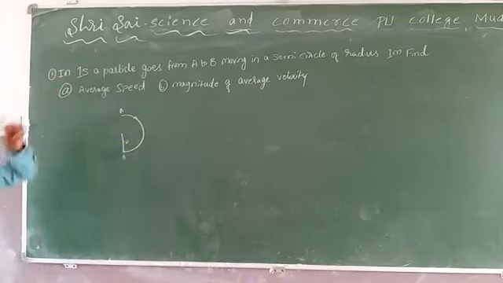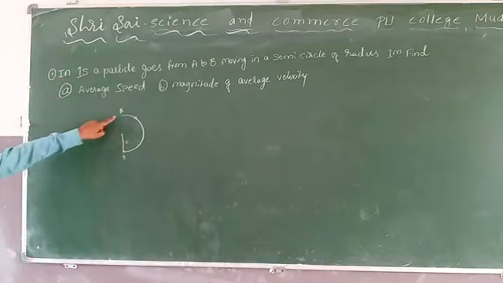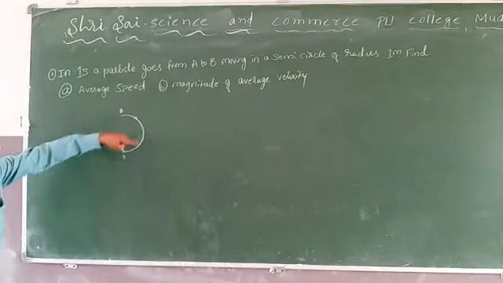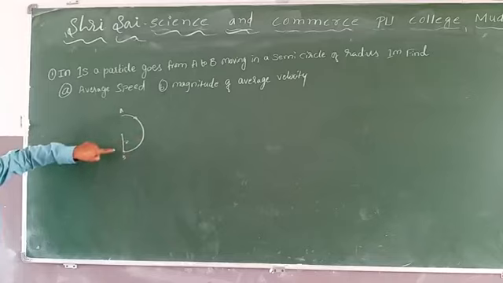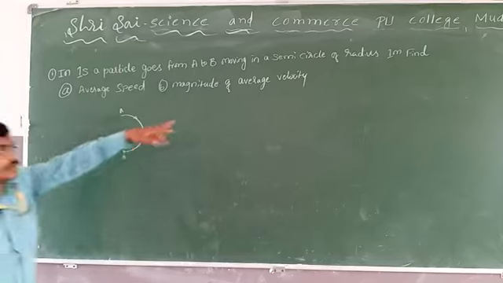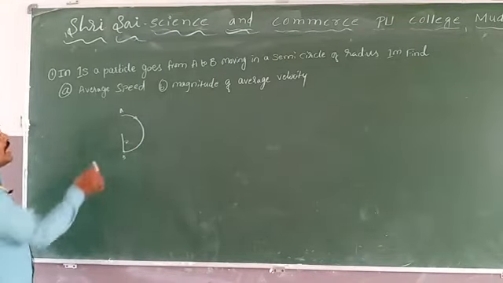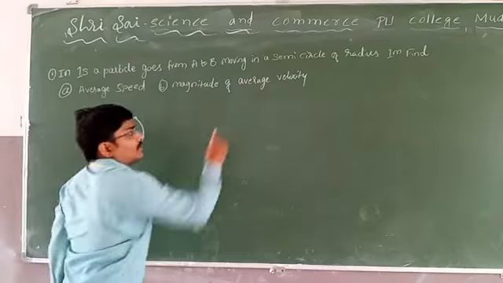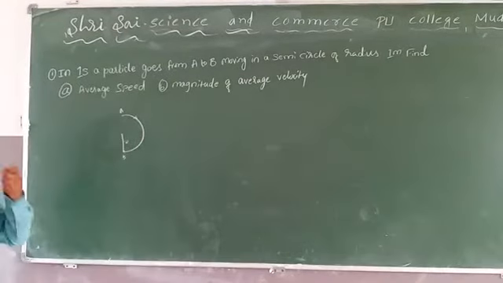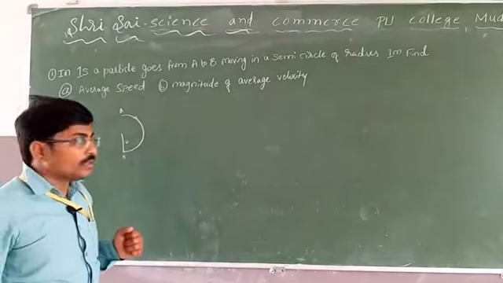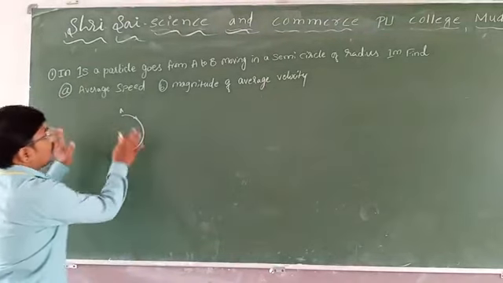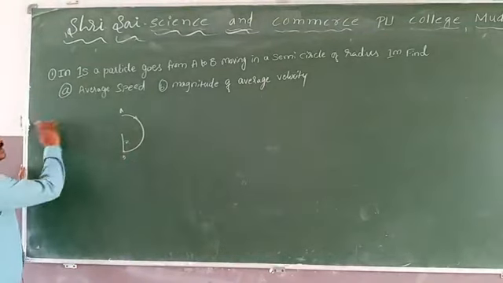If a particle moves from A to B in a semicircular path in 1 second, then the radius of this semicircular path is r, and that r value is given as 1 meter. Then what did they ask? Average speed and average velocity. We have to find the average speed and average velocity. Whatever the given terms are, just note them down.